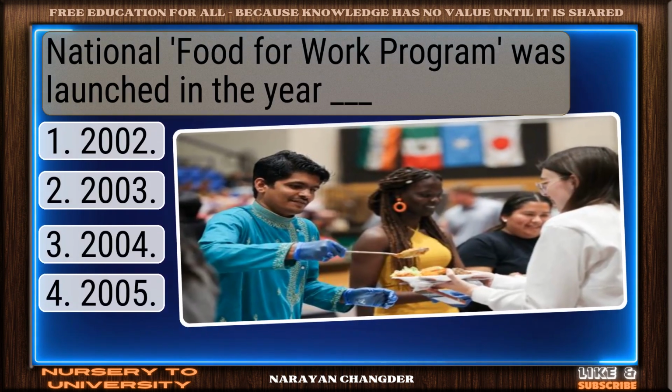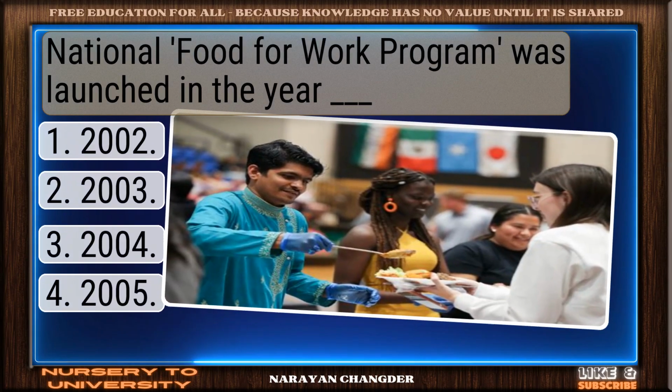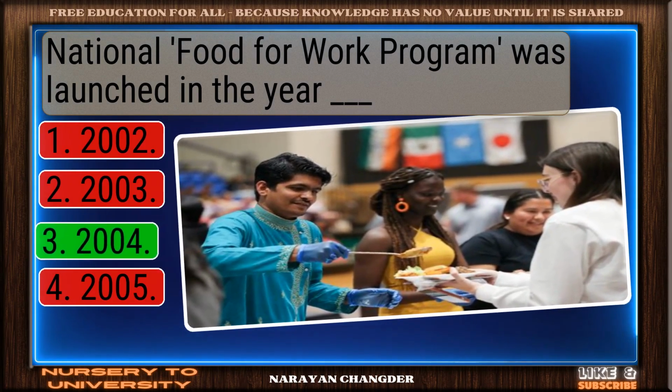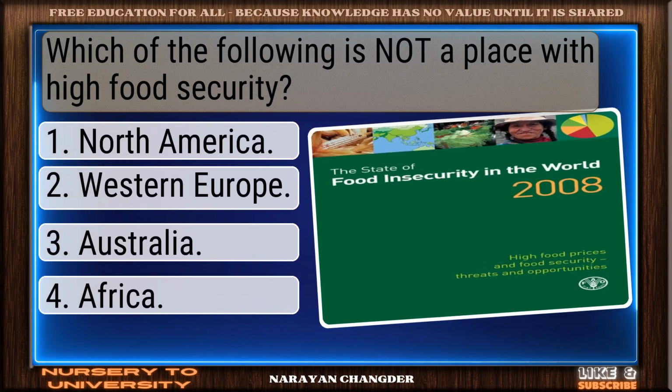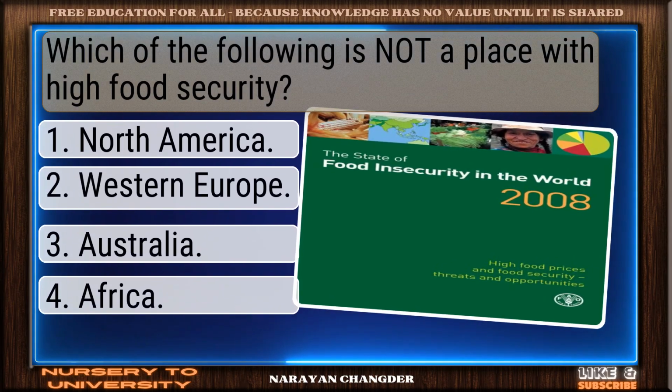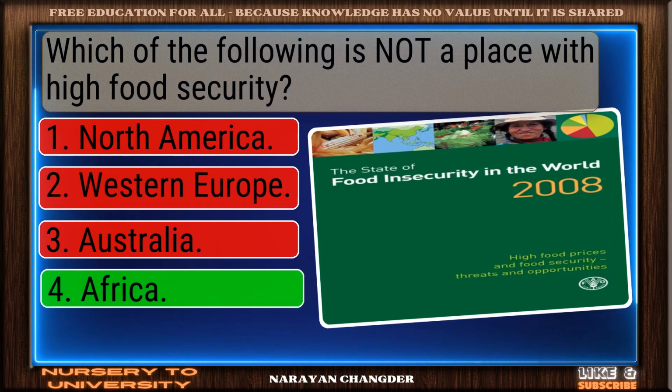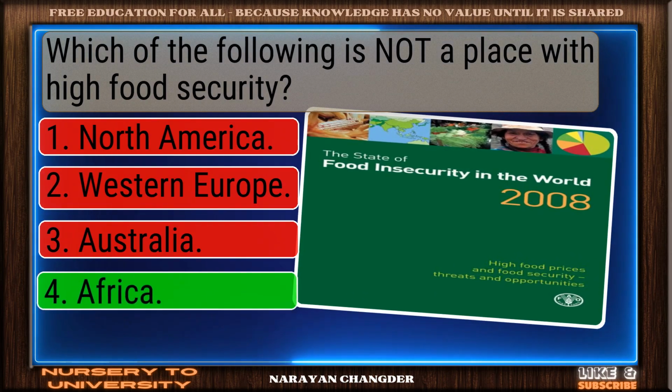National Food for Work program was launched in the year dash. Valid point. 2004 is true. Which of the following is not a place with high food security? Right choice. Africa is the best answer.